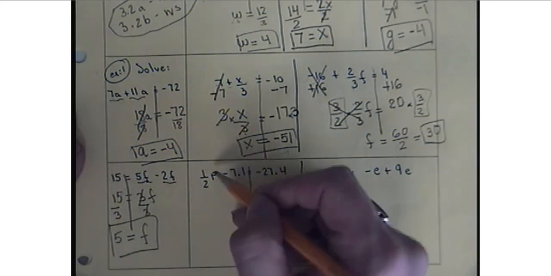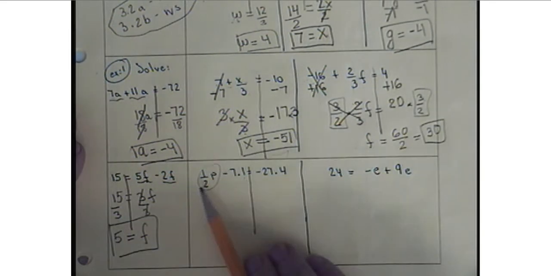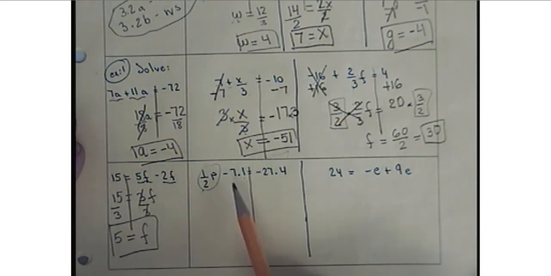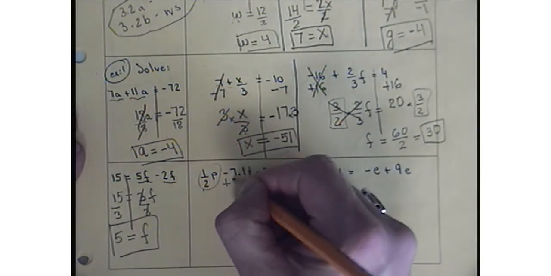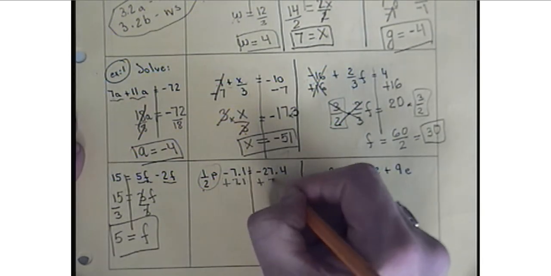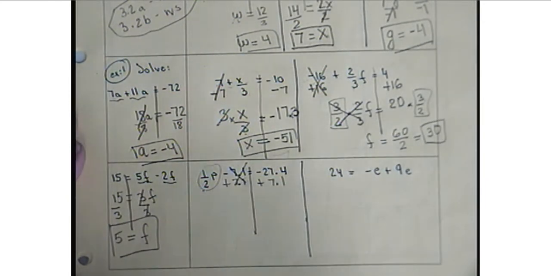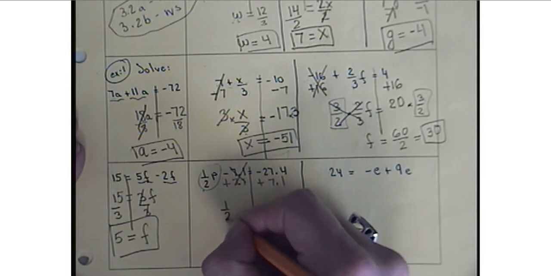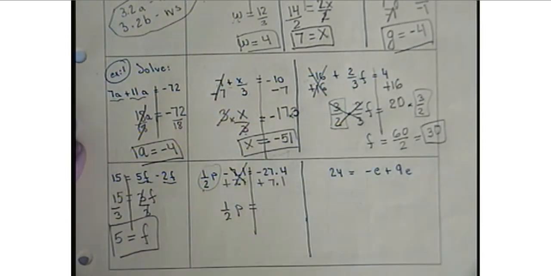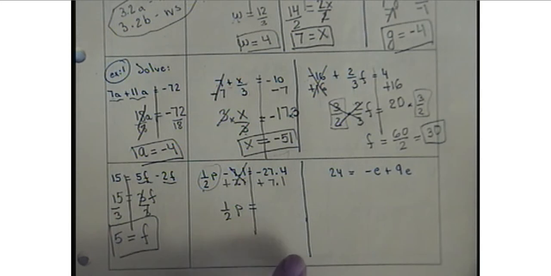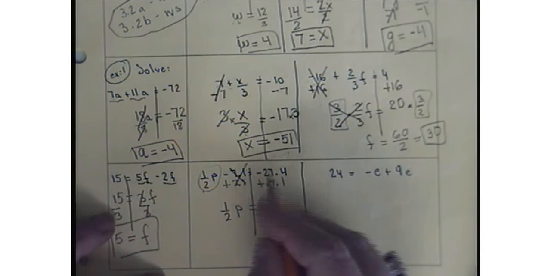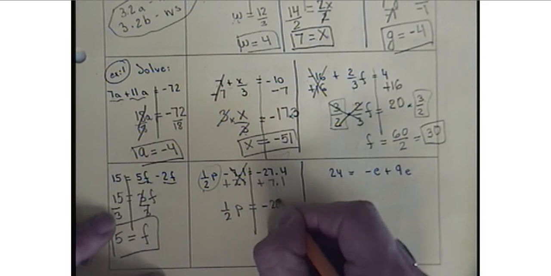Now here's the p variable, and we will keep this for now, but we will get rid of that. This is negative 7.1, so I'm going to do plus 7.1 on both sides. Negative 7.1 plus 7.1, those cancel. What is left here is 1/2 p equals, now use the calculator and calculate what is negative 27.4 plus 7.1, and the answer is negative 20.3.